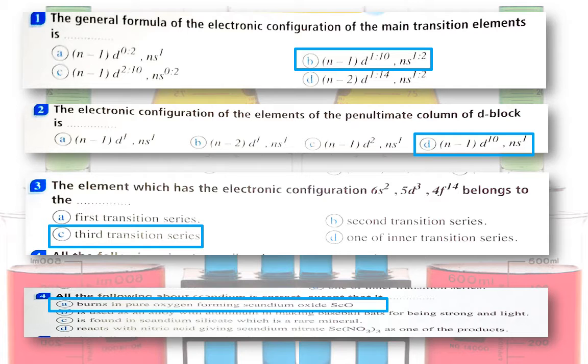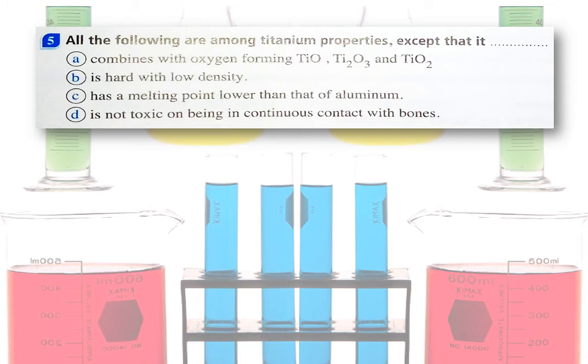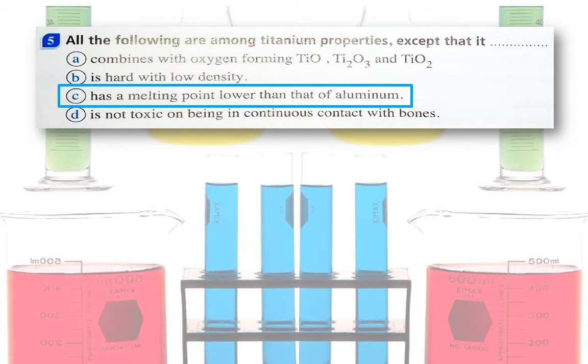Okay, another question. All of the following are among titanium properties, except. We have here the element titanium, different properties of it, except what? Except all of them have high melting point. So here titanium gives different forms of oxidation, as we said, depending on burning. So it has a high melting point, not a low melting point than aluminium.